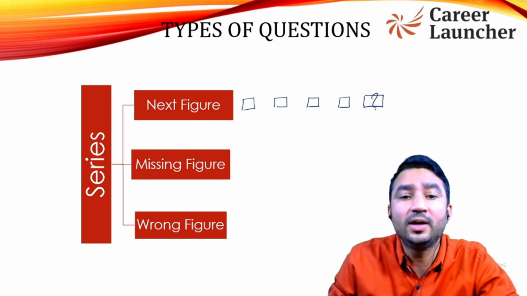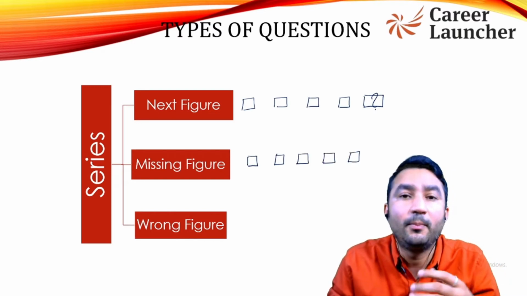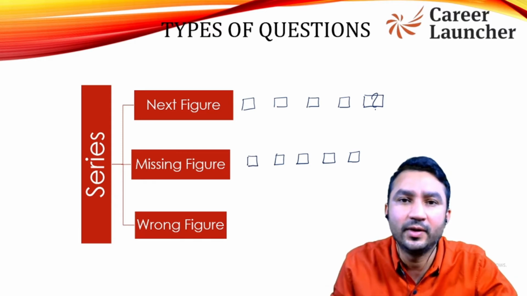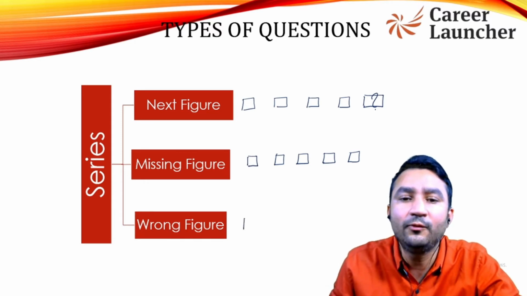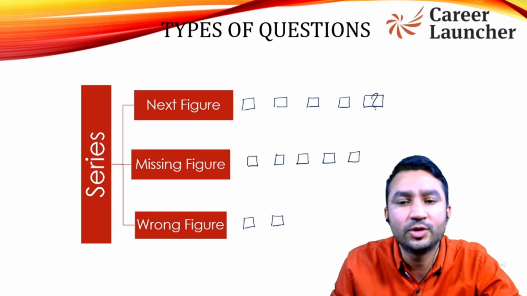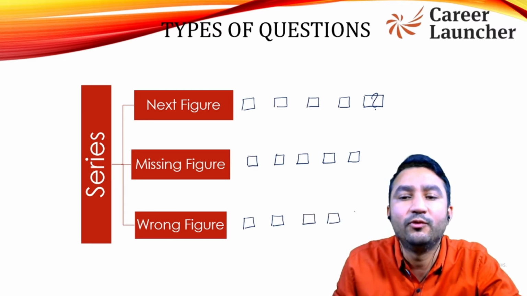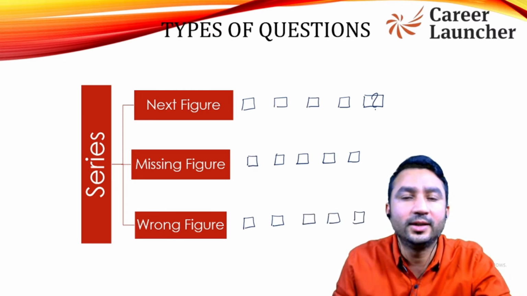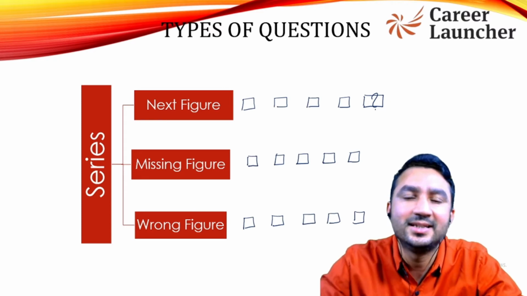In the second part, which is known as the missing figure, they may miss the second frame or the third frame or the fourth frame. By looking at the pattern, you have to find out that missing figure. And then the wrong figure: all the frames are given to me in the question itself, and there would be one frame that will not follow the pattern. So this is known as the series question.